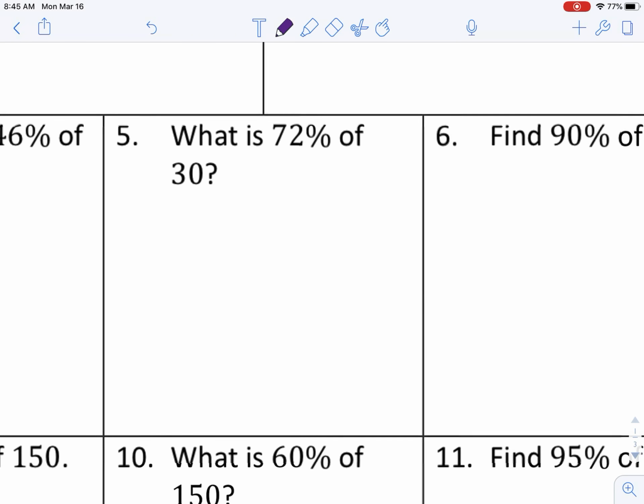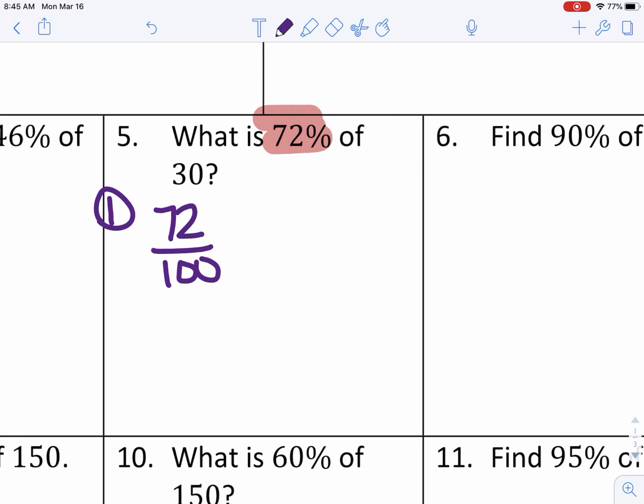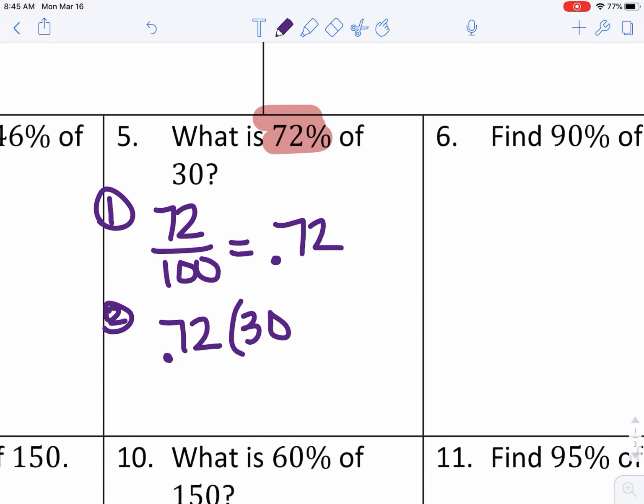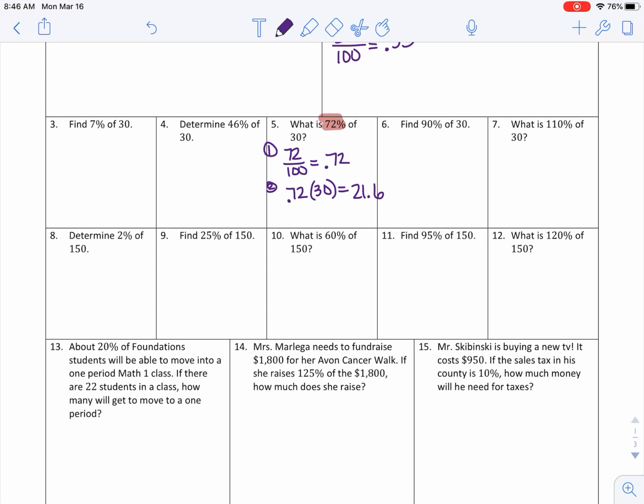Here we go. What is 72% of 30? So step 1, you take 72 divided by 100. And when you put that in your calculator, you should get 0.72. Next, you take that decimal, 0.72, multiply it by the number that you have, 30, type it in your calculator, and see what you get. It's 21.6. That's how you do 3 through 12.